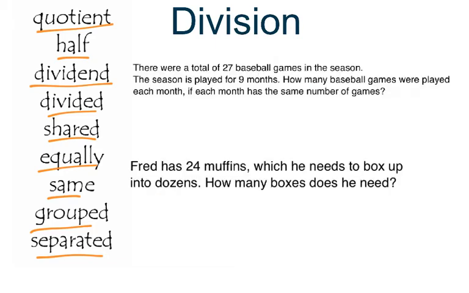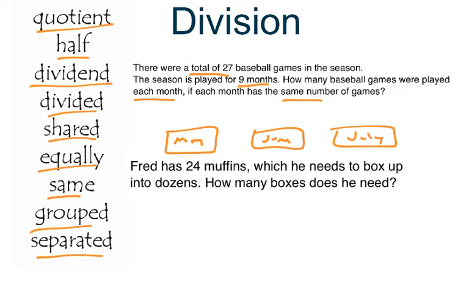So let's go ahead and look at these 2 example problems. This one says there was a total of 27 baseball games in the season, and the season is played for 9 months. How many baseball games are played each month if each month has the same number of games? So I'm taking the number of months. Let's say it's May, June, and then July. And I'm just going to split up 27. One goes to each thing until I count 27. So 5, 6, 7, 8, 9. You probably did this in 4th grade. I could keep going, but the problem is now in 7th grade, you would realize 27 divided by 9, and you would realize, oh, that equals 3.